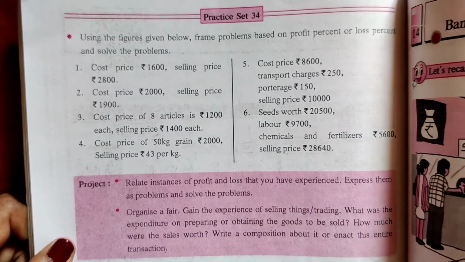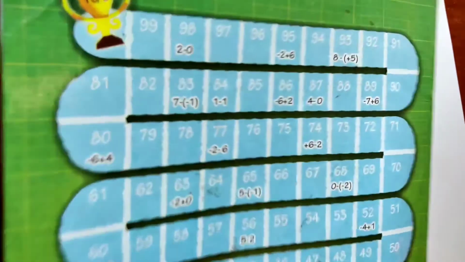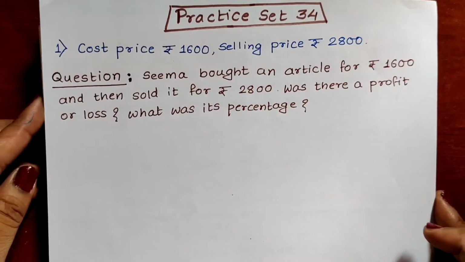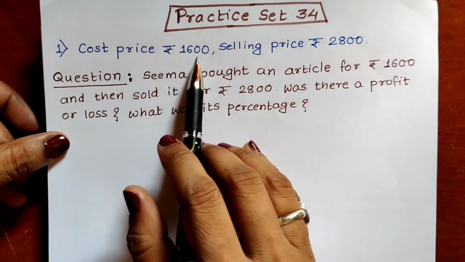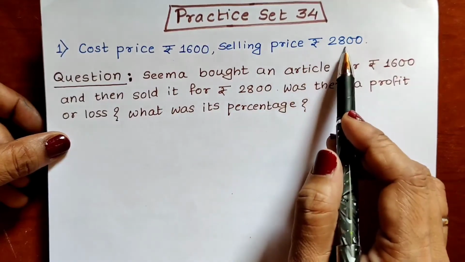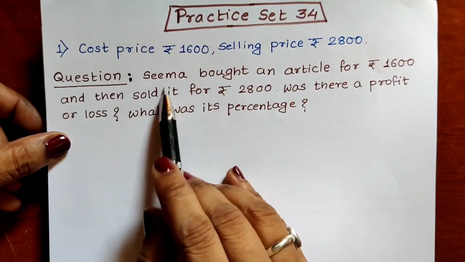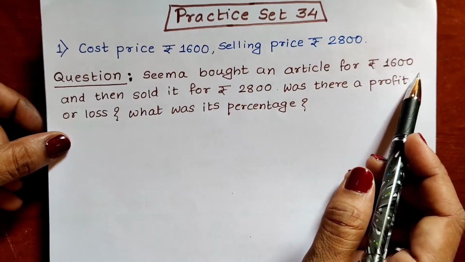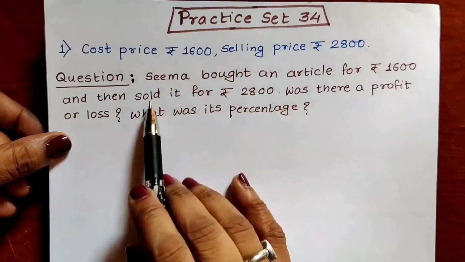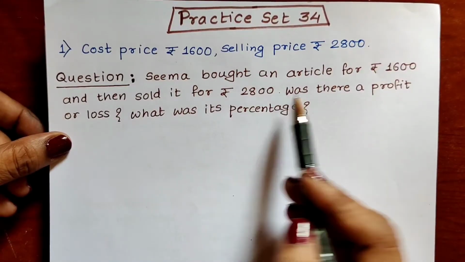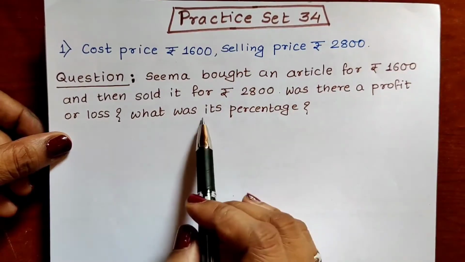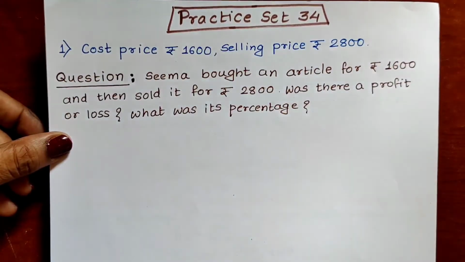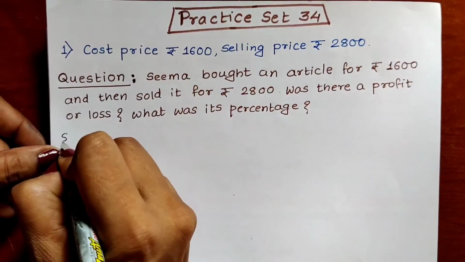So let us see how we can frame a question. You can see here I have written a question. We have given cost price rupees 1600, selling price rupees 2800. From this I have written a question. Seema bought an article for rupees 1600 and then sold it for rupees 2800. Was there a profit or loss, and what was its percentage? So in this way we can frame a question, and now we can write its solution.